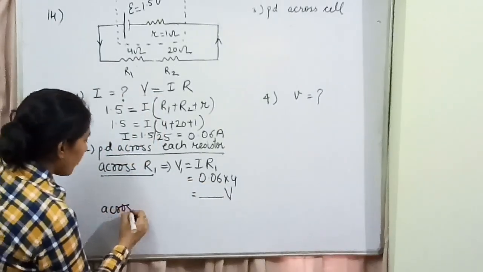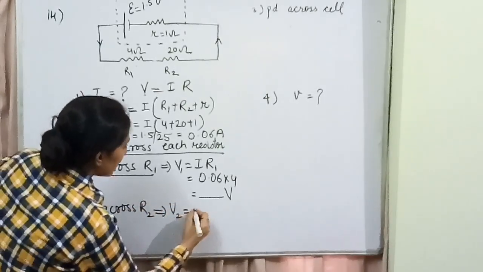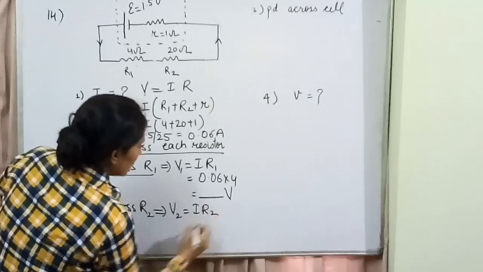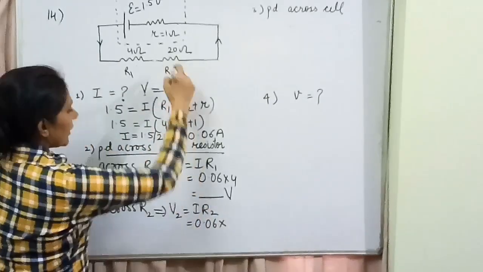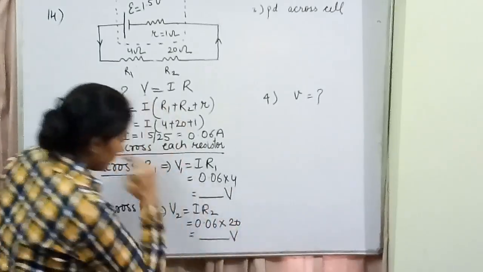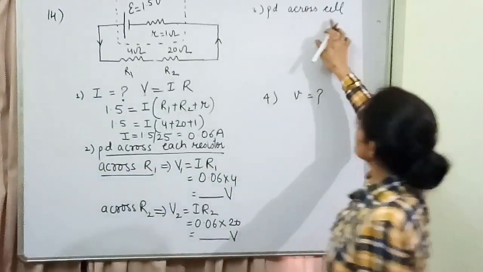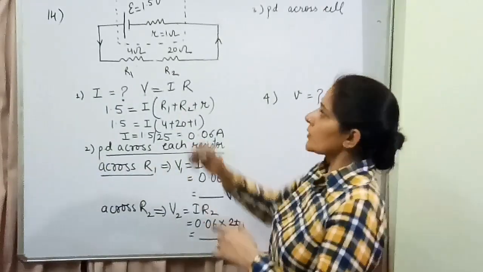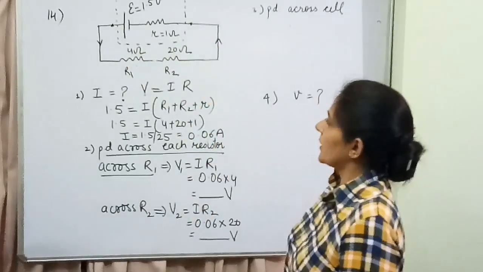Across R2, how to find out across R2? That will be given as V2 is equal to IR2. That will be 0.06 into the second one is 20. Whatever answer you will get, that will be in volts. This is V2. Now next part they are saying potential difference across the cell. That means total potential difference across the terminals. You have to find this out.